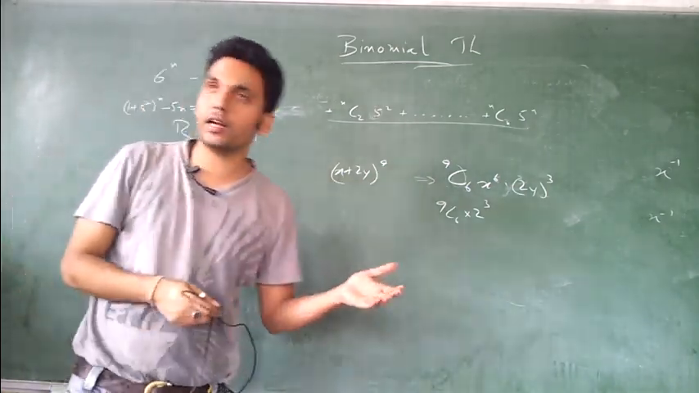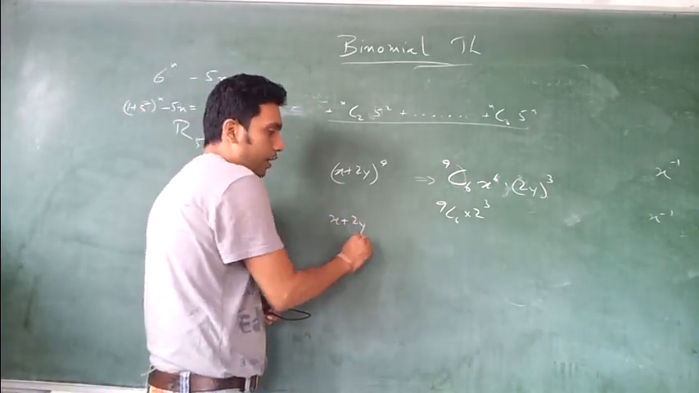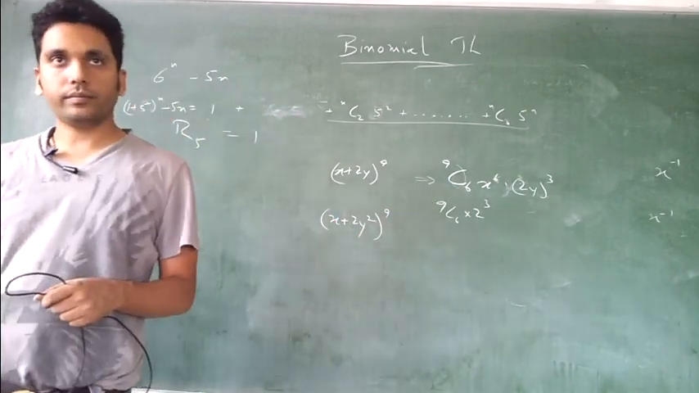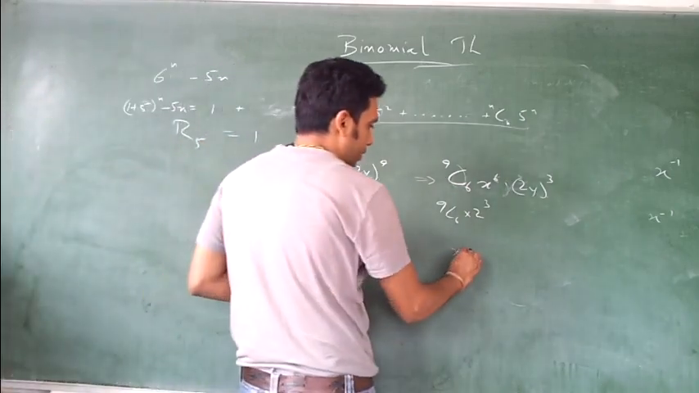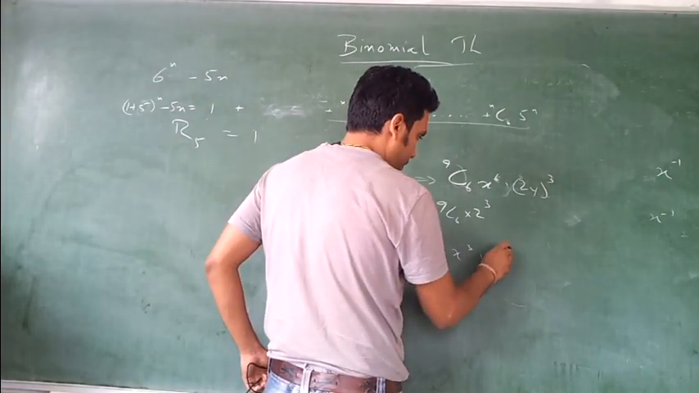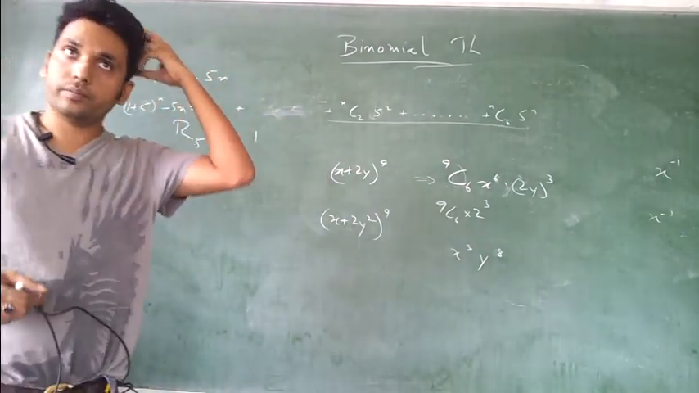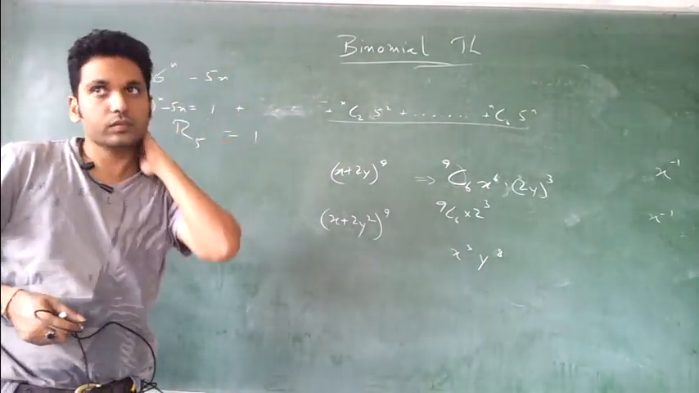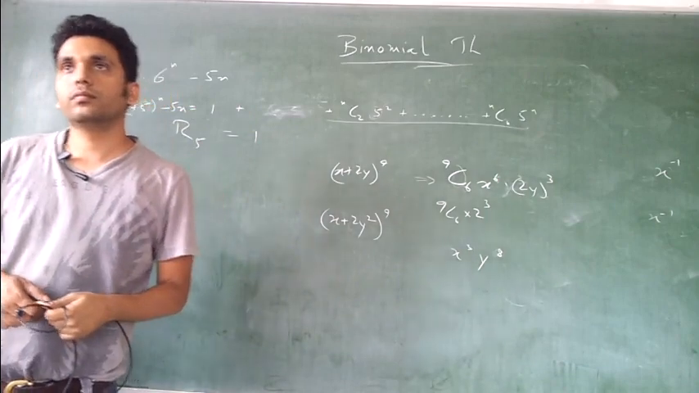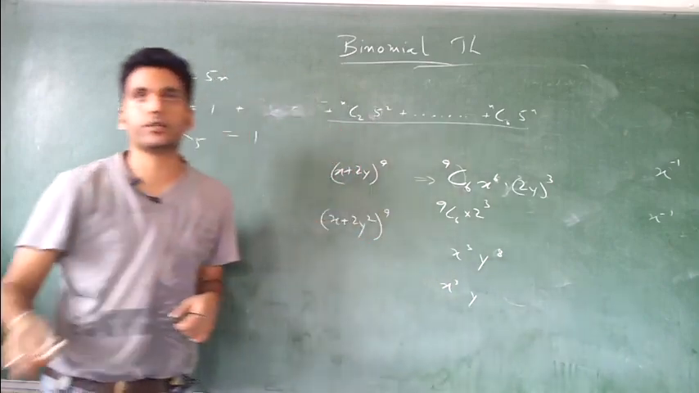So first you have to check whether that is occurring or not. You tell me whether this is occurring or not. X plus 2y square whole power 9. Find x power 3, y power 8. Is this occurring? Will this term occur or not? Anybody raise your hand and tell me, will this term occur or not? If x is power 3, y has to be power how much?